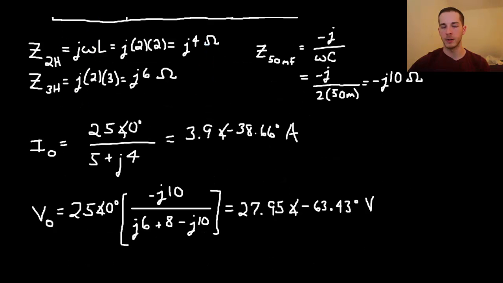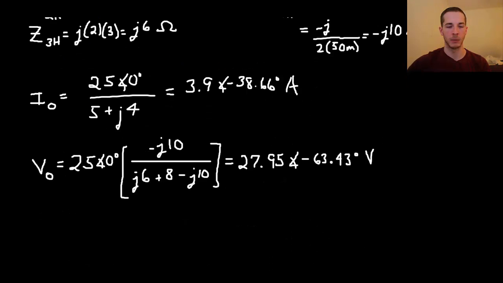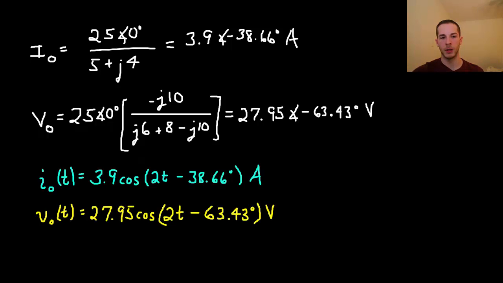We're basically done here, so let's go ahead and write these two values as their time domain form. And now we're done. So all we do is we put the magnitude of the phasor up front, followed by cosine omega t plus the phase angle theta. So these are your answers right here.